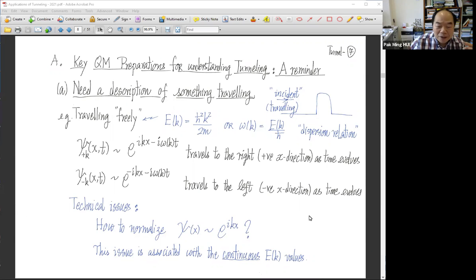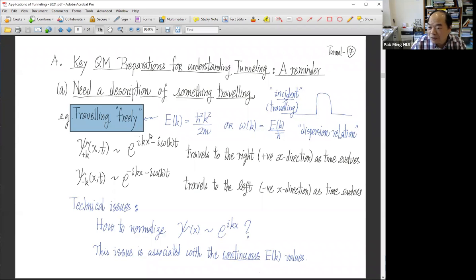So if you want something traveling, we need to think about something else, like plane waves. I know the last term, you have learned about this traveling wave and its normalization. But here I just would point out there is really something extra in relation to what we have done so far about the stationary states. So we need something traveling. So take the example about traveling freely.